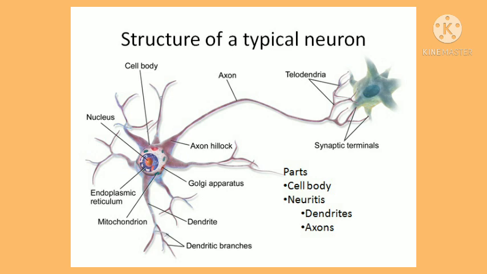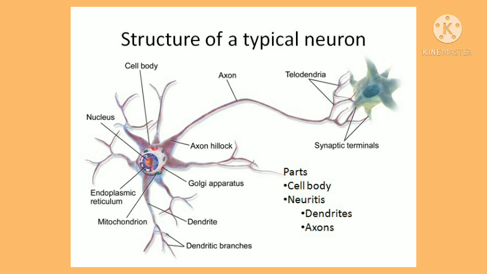The cytoplasm gives numerous small extensions called dendrites. The dendrites end in minute branches called dendritic branches, which join with the end of an axon to form a synapse. The neuron also has a longest cytoplasmic extension, which is called the axon.